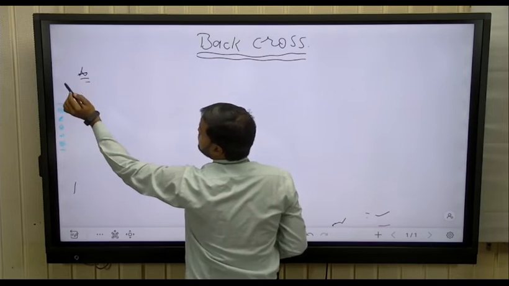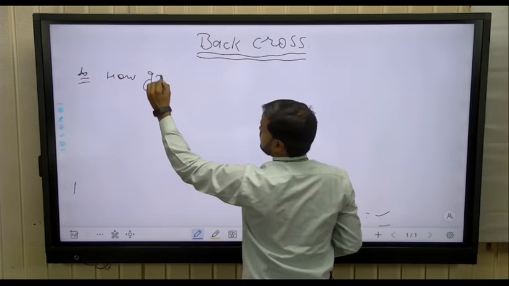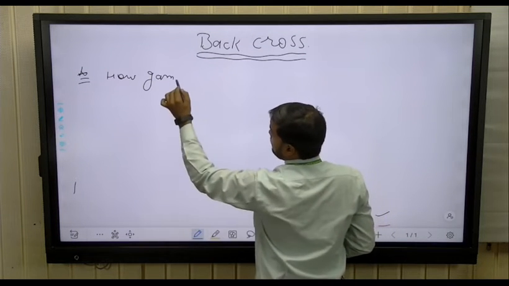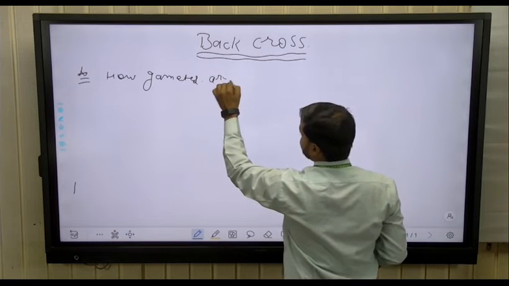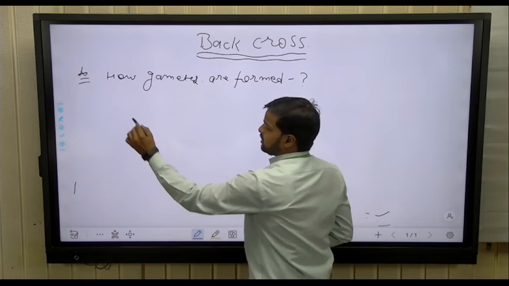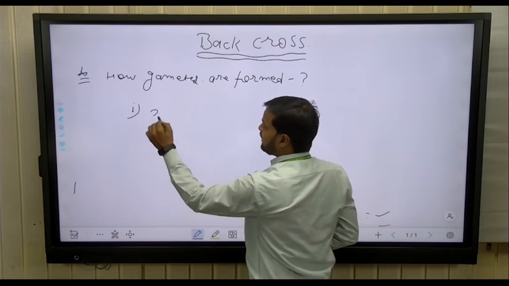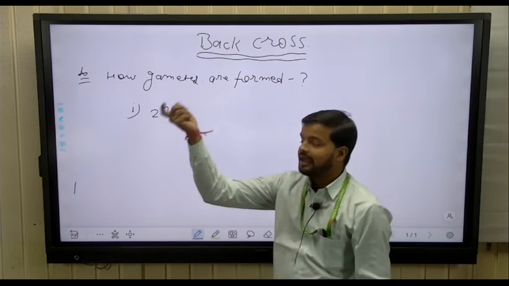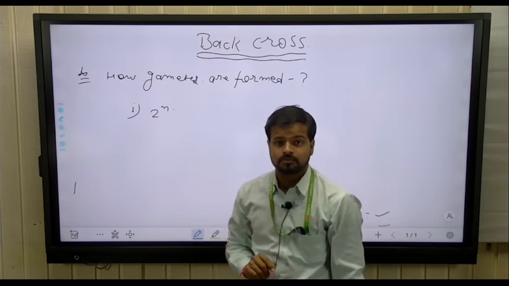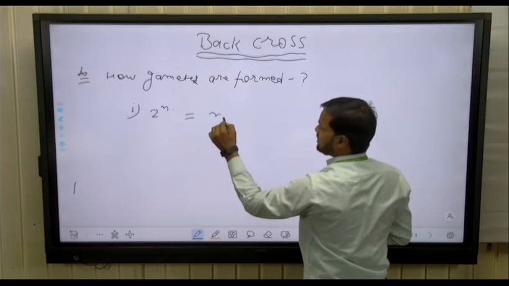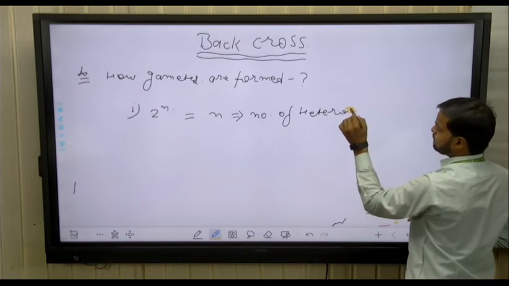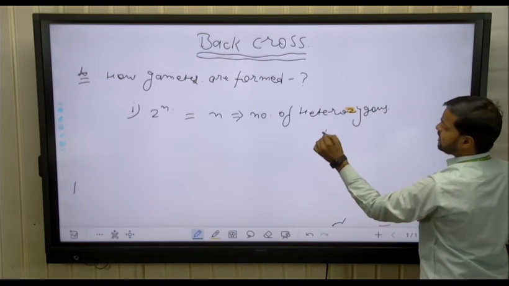There is some important information too on how gametes are formed. Students, there is a trick, that is 2 to the power n. How does this trick work? Here n is the number of heterozygous pairs.